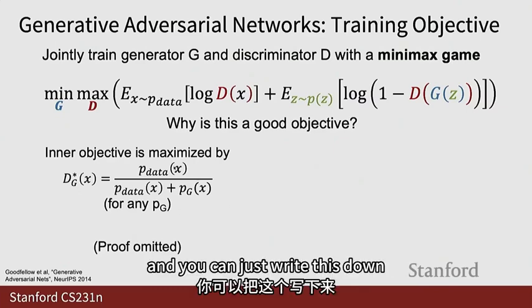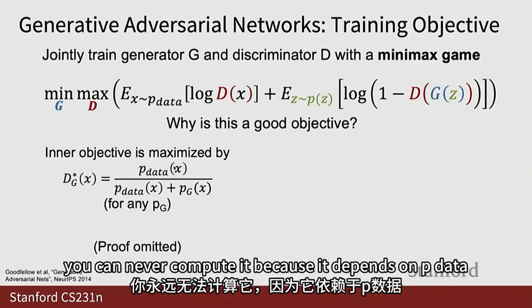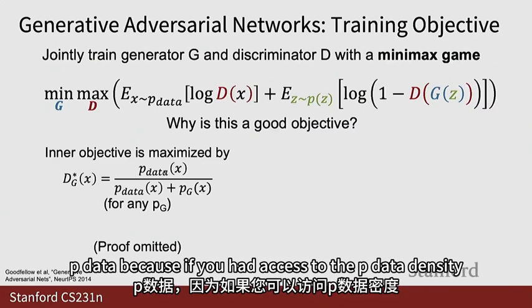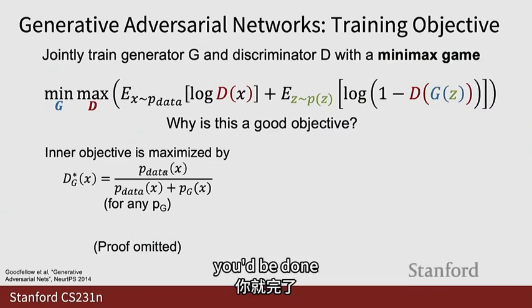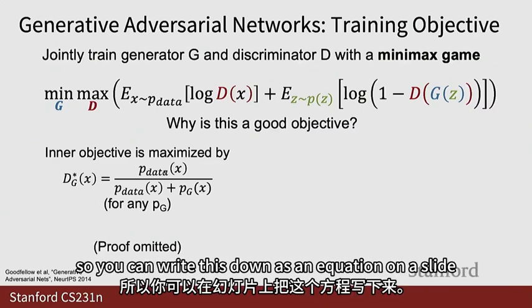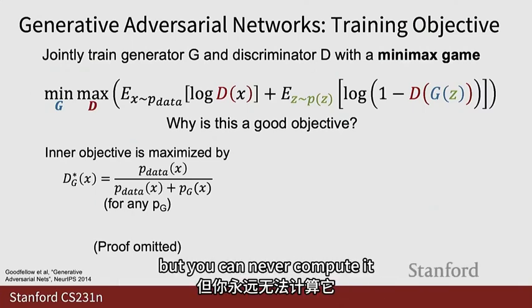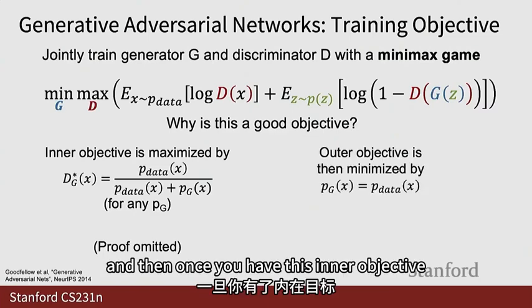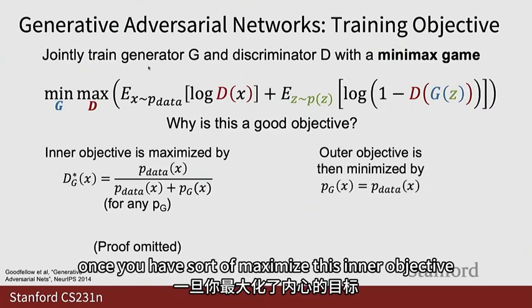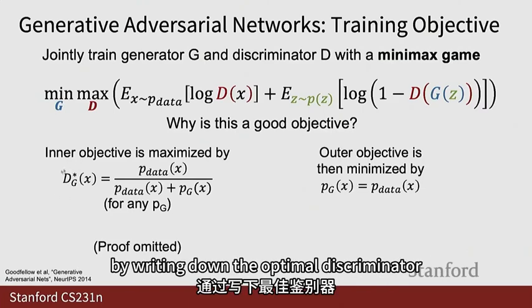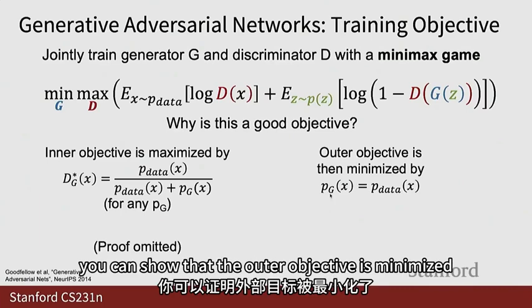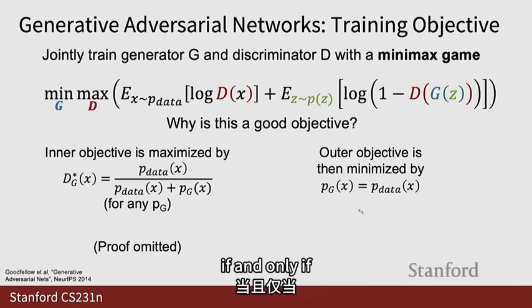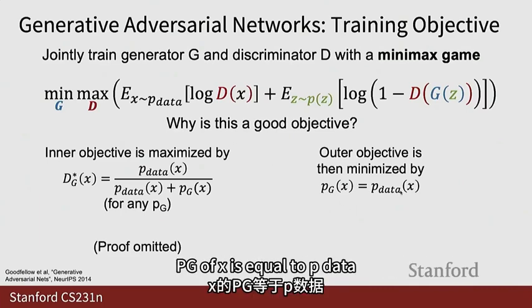You can just write this down. Of course, even though you can write it down, you can never compute it because it depends on P data. And you can never compute P data, because if you had access to the P data density, you'd be done. So you can write this down as an equation on a slide or on a piece of paper, but you can never compute it. Once you have maximized this inner objective by writing down the optimal discriminator, you can show that the outer objective is minimized if and only if PG of X is equal to P data.